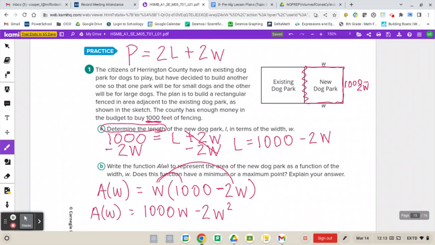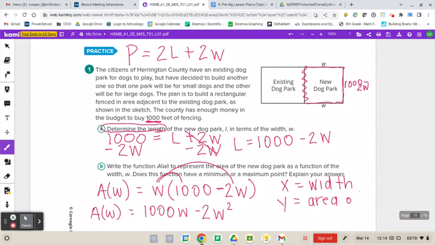Can anybody tell me on the graph, what is X going to stand for? Come on, this is important. The width of the dog park. What is Y going to stand for? The area. Area of the dog park.